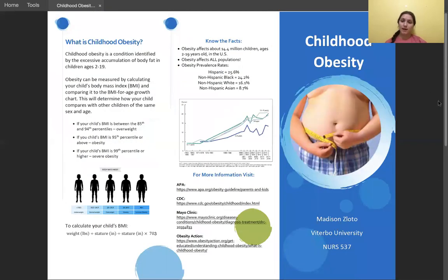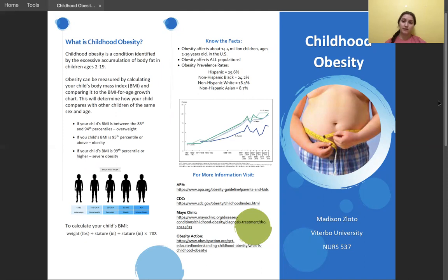So we'll go back to the back of the pamphlet. It's important to know the facts. Obesity affects 14.4 million children in the US alone between the ages of 2 to 19. Obesity affects all populations, though obesity does have a higher prevalence rate among Hispanic individuals. Over the past 50 years, childhood obesity has been increasing steadily, and for 12 to 19-year-olds, it's reached almost 25%.